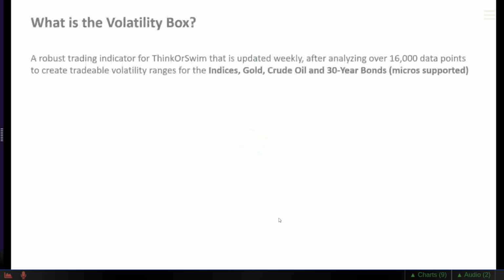The Volatility Box is an incredibly robust trading indicator. It's currently available only for Thinkorswim, but we update this weekly. And every week, we analyze more than 16,000 data points using custom-built statistical models and formulas to give us volatility ranges. And these volatility ranges are what we can then use to trade the four indices, so the S&P, the NASDAQ, the Dow, crude oil, along with gold, crude, and the 30-year bonds.